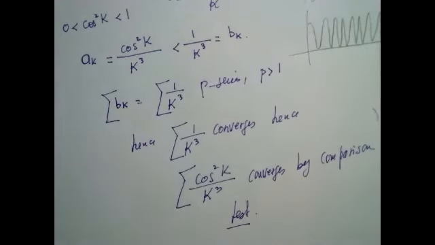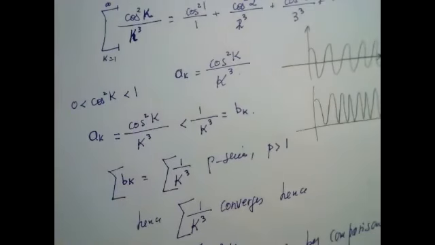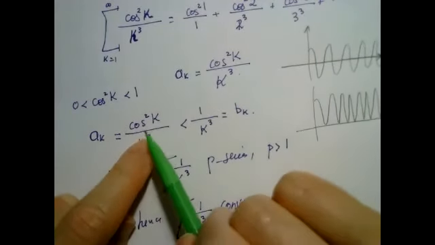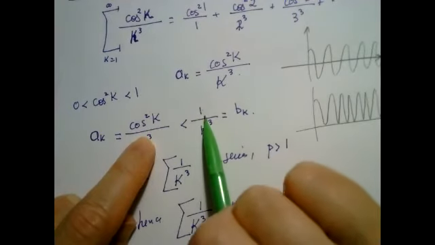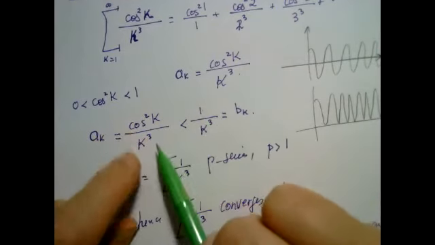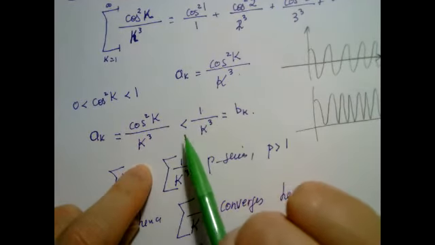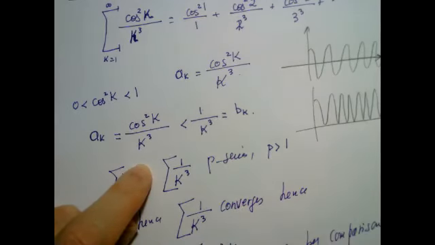So that's a typical series. Whenever a series involves cosine or sine, we have to ask how to find the b_k. I said that cosine squared is less than 1, so cosine squared k over k to the power 3 is less than 1 over k to the power 3. That's how we found the b_k.